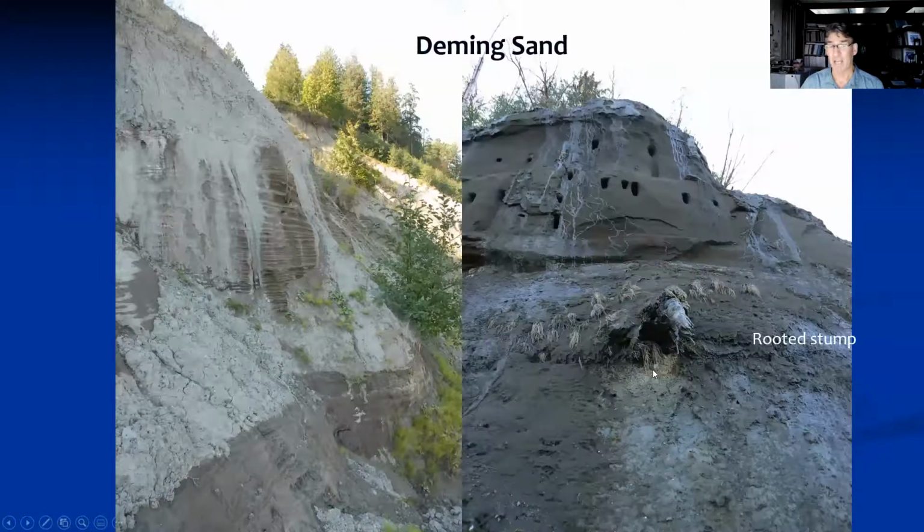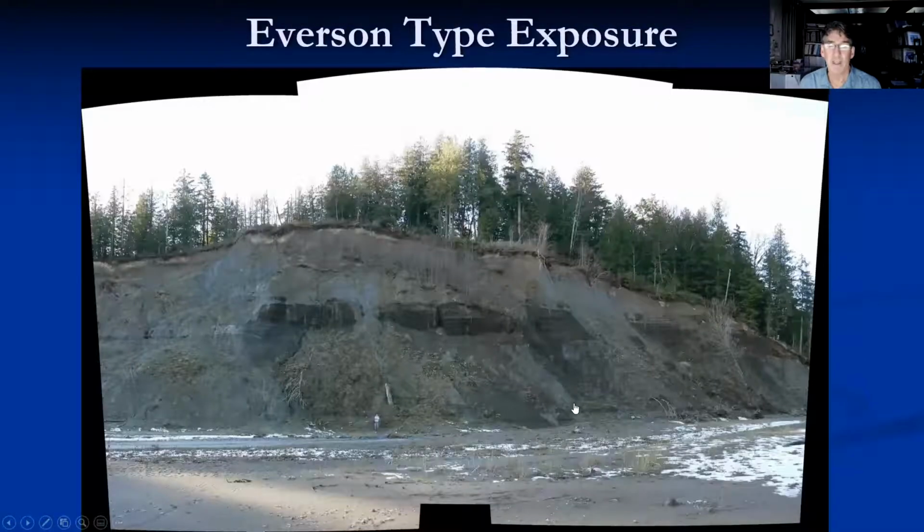And in fact, it does have what I would say are convincingly rooted stumps. That's a root coming out of a tree that's in place. And so I think there's almost no question there was a forest growing here and it got buried by this sand. A fluvial origin is one option, maybe a deltaic sand is another option. But it's buried by sand. So this was subaerial.